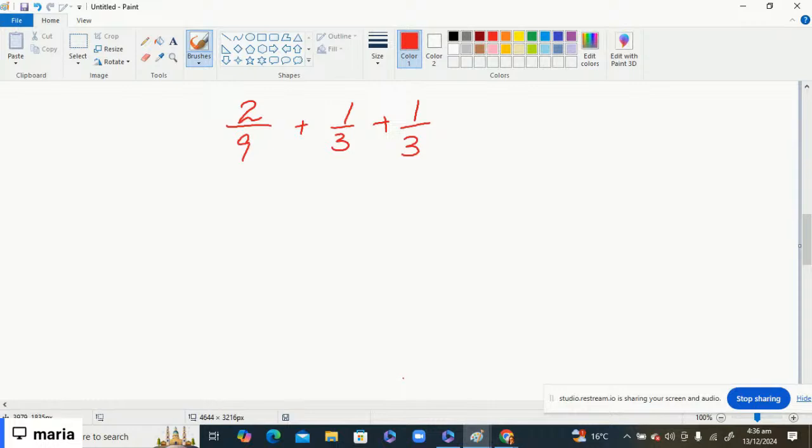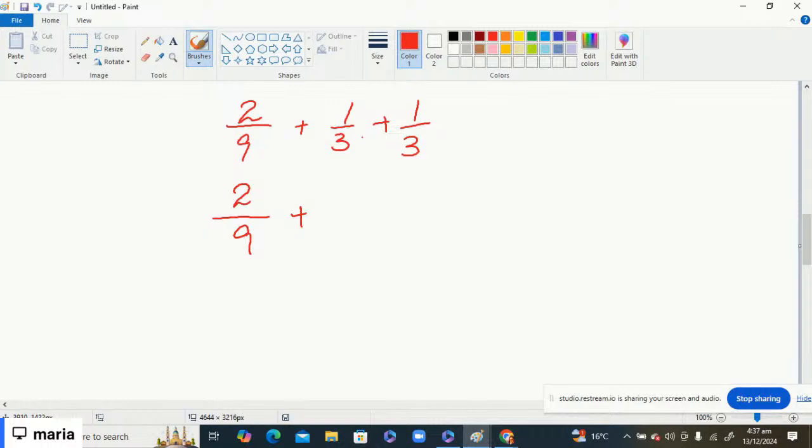2 by 9 plus 1 by 3 plus 1 by 3. 2 by 9 is still the same. Here are 1 by 3 and 1 by 3. Both the digits are the same, but still we are going to make these both equal to 9 because 9 is greater and these numbers are less. So multiply and divide with which number, then you get the answer 9 in the denominator.